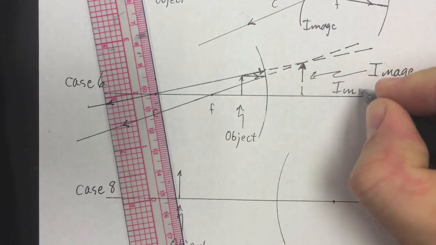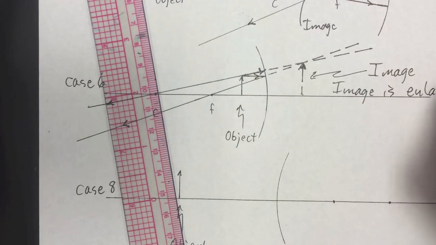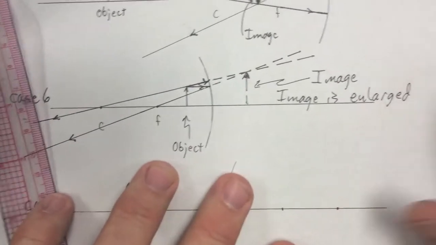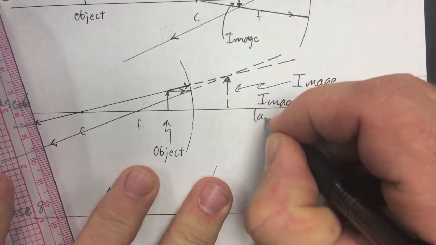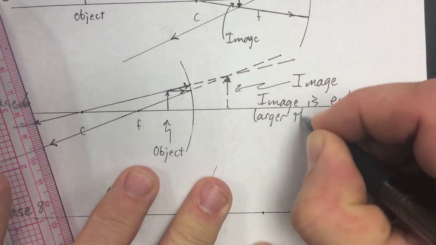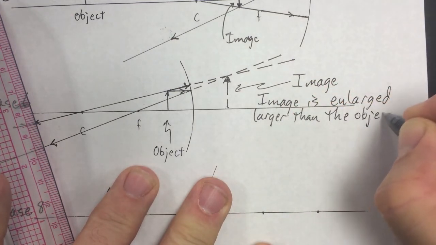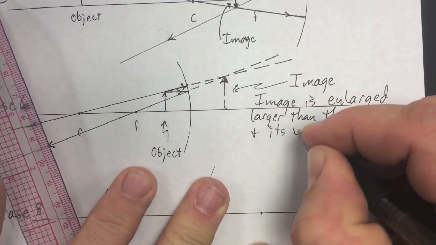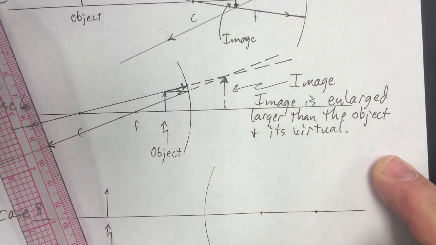So the image is enlarged, larger than the object, and it's virtual. So it really only exists in our head.